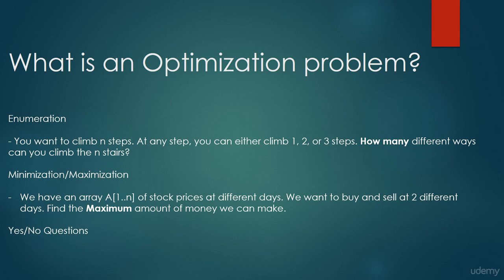Finally, yes/no questions. For example, can you form $10 with X pennies, Y dimes, and Z quarters? These types of problems are again optimization problems, and they're very frequent. So now that we know what an optimization problem is, let's go back to the definition of dynamic programming and see what it asks for.